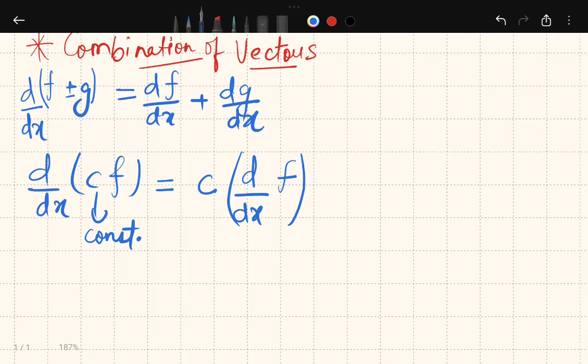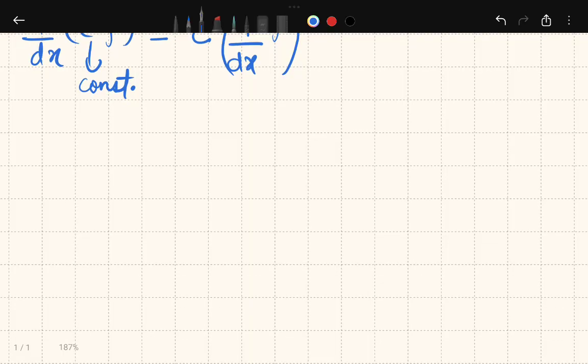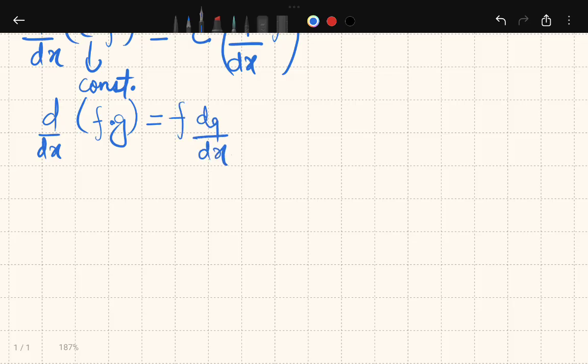Now we will move further, and next we will understand a case where we have been given two functions which are multiplied with each other, like f into g. What we do in this case is we take out f and take the differentiation of g with respect to x, and then add it by taking out g and taking the differentiation of f with respect to x. I hope that it's clear to you.